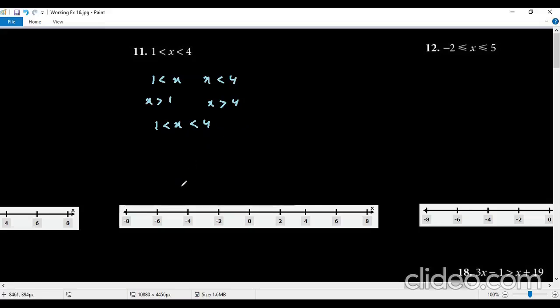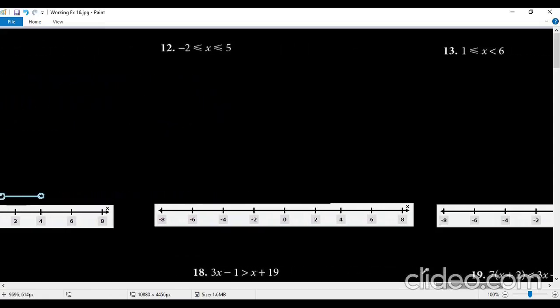Now comes how to put it in here. You take positive 1 to be here, and positive 4 to be over here, and both the circles are going to be empty circles, not filled circles. Once you connect these two, you get full marks.